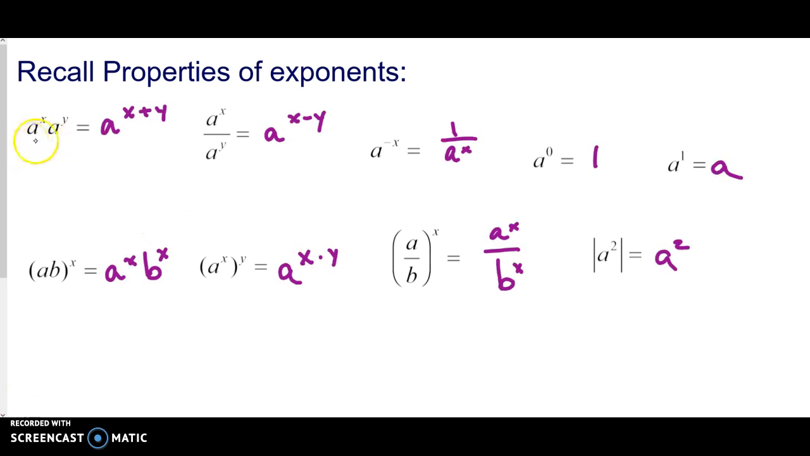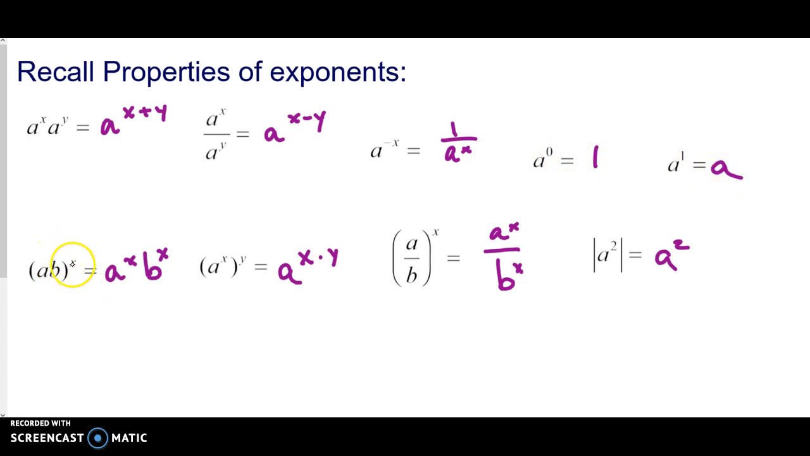So we know if I have a to the x times a to the y, that's a to the x plus y, which is oftentimes confused with this guy down here. Okay, so if I have a power to a power, remember we multiply their powers. Okay, a to the x over a to the y, division of exponents, we can subtract their exponents. We also recall that if I have a negative exponent, that is 1 over a to the x, right, to get a positive exponent. Anything to the 0 power is 1. Anything to the first power is itself.